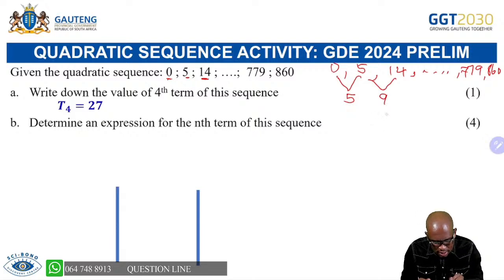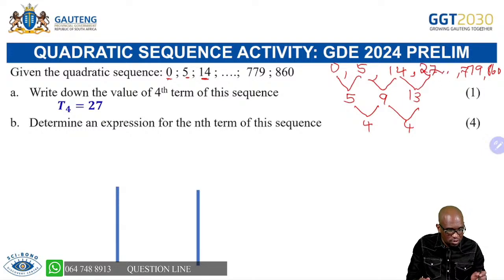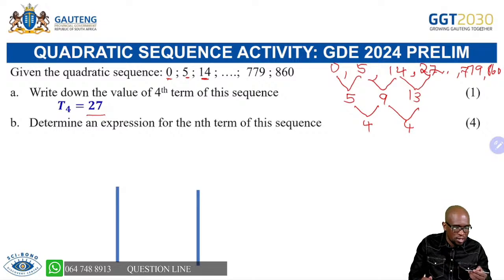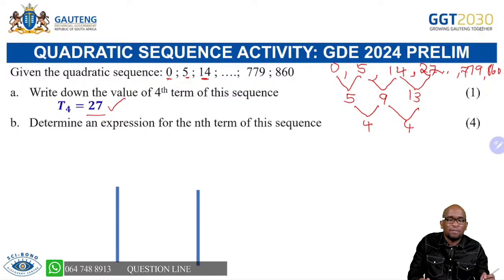Because they said it is quadratic, the second difference would be 4, which means that the difference here is also 4. Then 9 plus 4 gives you 13, which means that to move from 14 to the next term, you'll be adding 13, so that would be 27. That would be your T4. That is why we wrote it as 27, and it's 1 mark, so you'll get that 1 mark for actually attempting it that way.